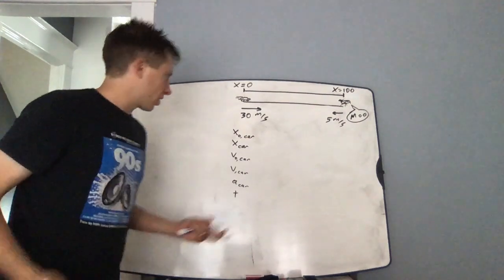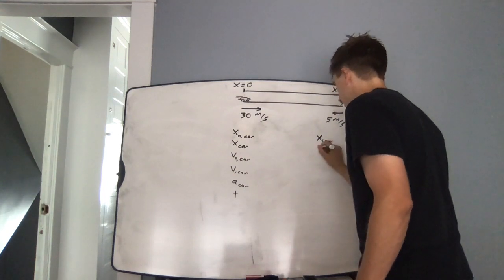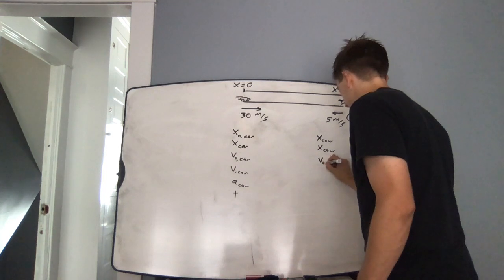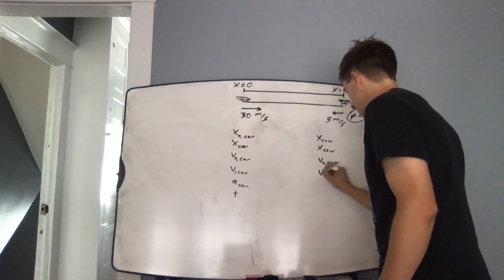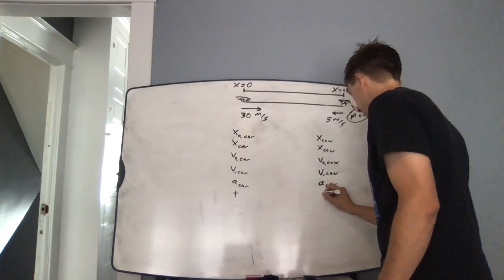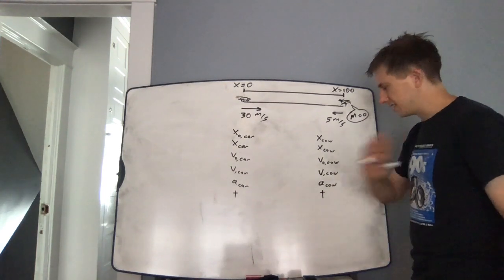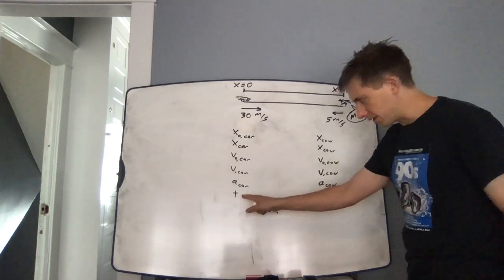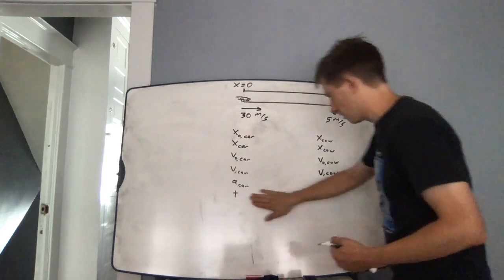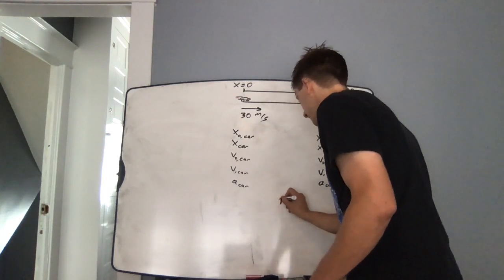I could also talk about the initial position of the cow and the final position of the cow, and the initial velocity of the cow, and the final velocity of the cow, and the acceleration of the cow, and time. The thing is, time in this course is not affected by motion, so whatever time it is for the car will be the same as the time for the cow. So I'm just going to put time in between the two because it will be common to both of them.